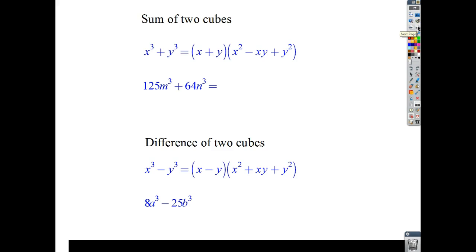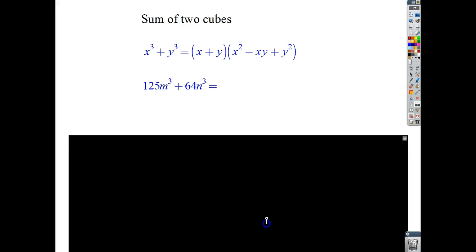Okay, oh, that's right. I wanted to show you a couple ideas here. We have the sum of two cubes and the difference of two cubes. So you're going to probably want to write this down here. Let's start off with just this one. We've got x cubed plus y cubed is equal to, and when you factor it out, it's going to look like this.